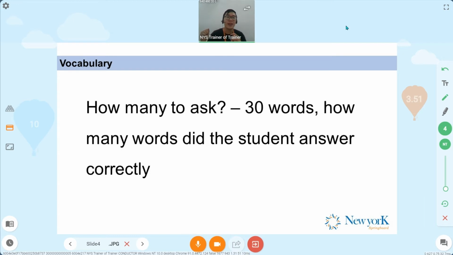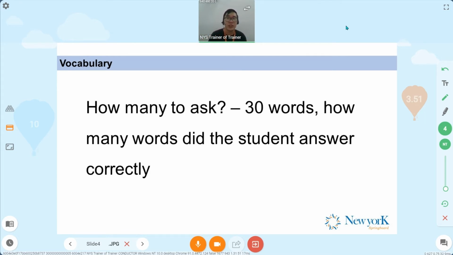Once you're done with that, please note down how many of the words the student answered correctly and how many they didn't get. Right, so correctly, define that. First, pronunciation. We're mainly correcting them on pronunciation and recognition of the word.